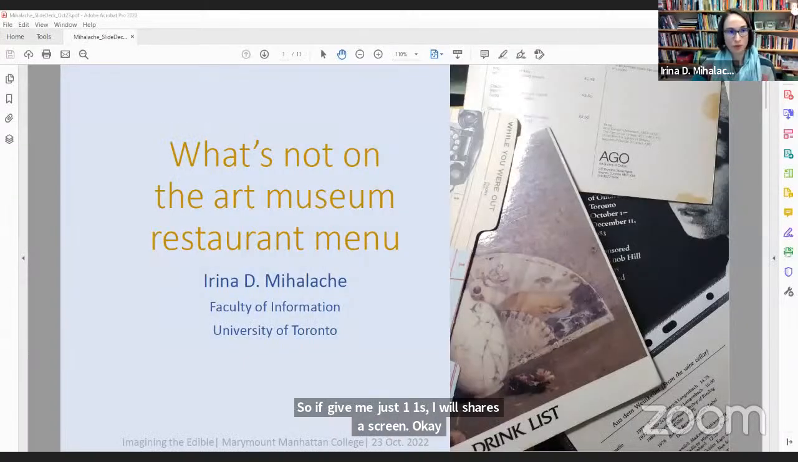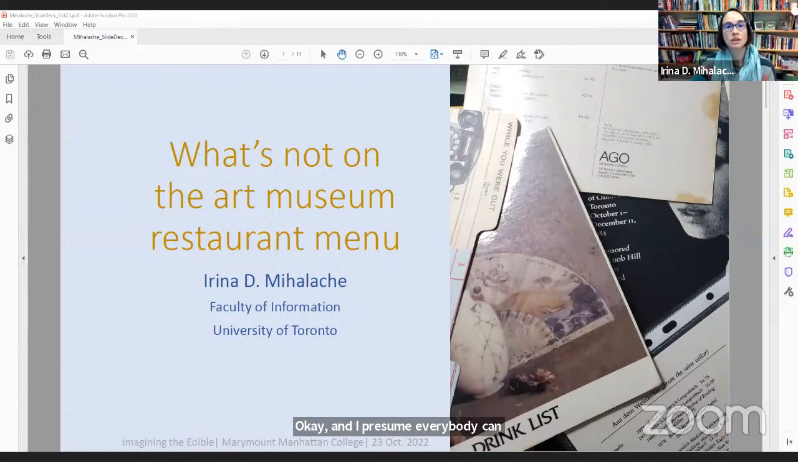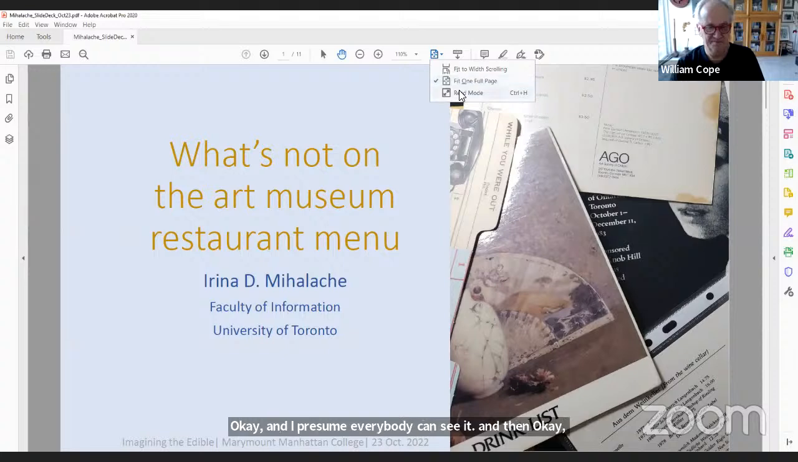I will share my screen. I was debating if I should have a presentation or not, but because I'm going to be talking about specific menus, I think it's going to be really important for all of you to see what I'm talking about. Plus, it's a collection of menus that haven't really seen the public eye so far. So hopefully you are as excited about it as I am. Let me just make it a tiny bit bigger.